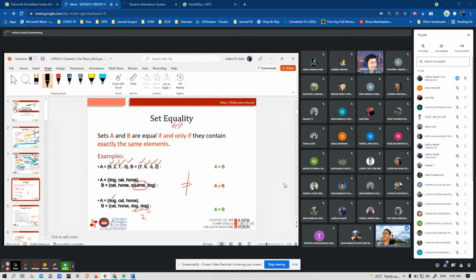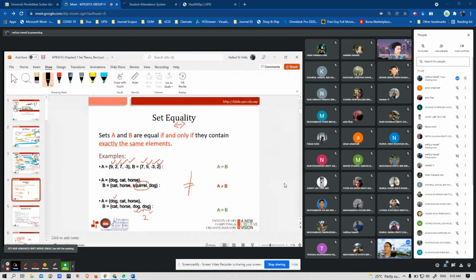Equality, set equality. We can define set A and set B as equal if and only if (iff) they contain exactly the same elements. For example, if we have set A as 9, 2, 7, -3, but the order is different, we can define A is equal to B. Set A is equal to set B.